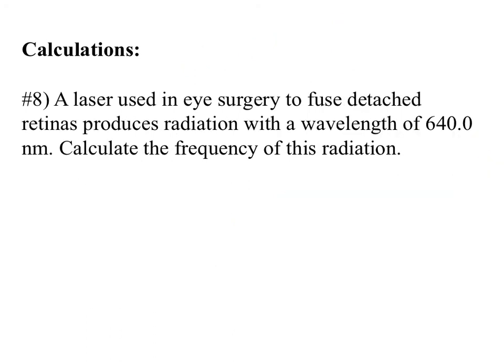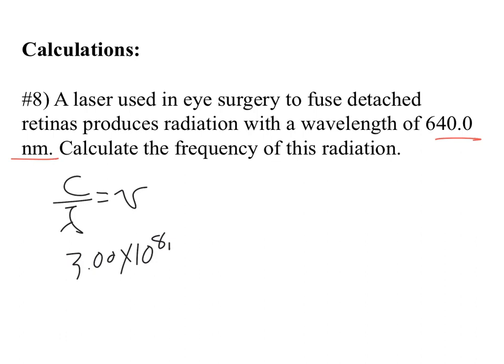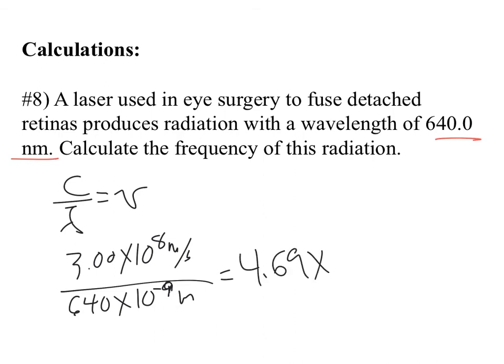Okay, here's another wavelength with the wavelength given in nanometers. So I'm going to do that conversion in a second, but the question is, what is the frequency? So speed of light divided by wavelength equals frequency. 3.00 times 10 to the 8th meters per second divided by the wavelength of 640 times 10 to the negative 9th meters. Again, that's just the conversion from nanometers to meters. It's a 9. Divide that out, and we end up with 4.69 times 10 to the 14th hertz.